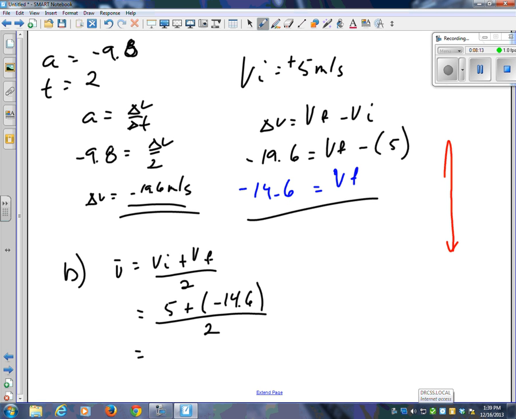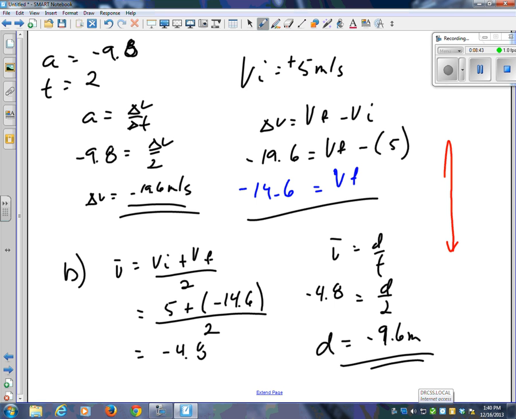5 plus 14.6 negative, and divide that by 2, and you get an average velocity of minus 4.8. Then you go V bar is equal to D over T, average velocity of minus 4.8, D over 2. It would actually fall that times 2, right? It would fall 9.6 meters. But there's a part C.